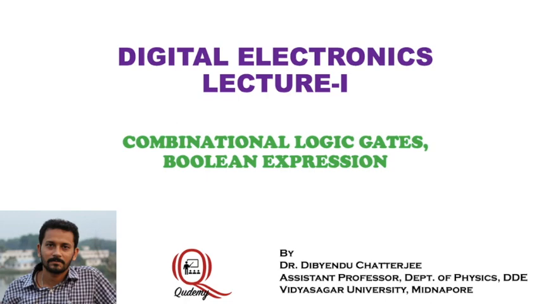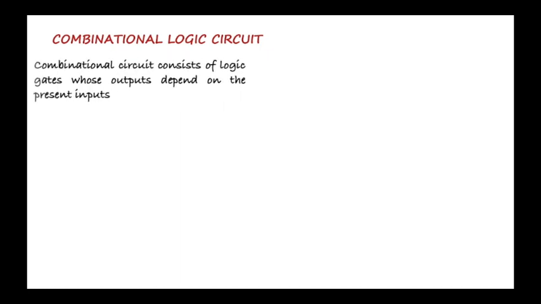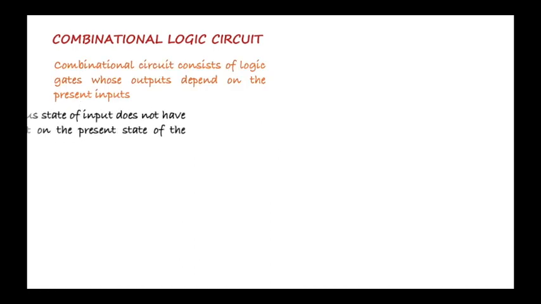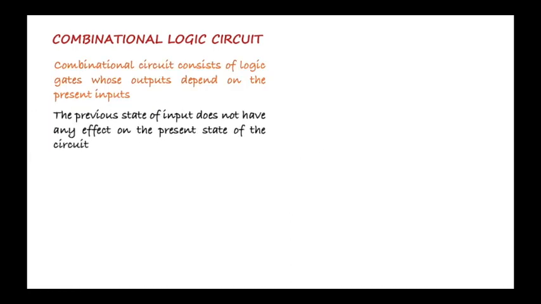Now before going to the combinational logic gates, I will give you some basic outline about combinational logic circuits and sequential logic circuits. Combinational logic circuit consists of logic gates whose outputs depend only on the present inputs. Output never depends on the previous input. So we can say the previous state of the input or the output does not have any effect on the present state of the circuit.